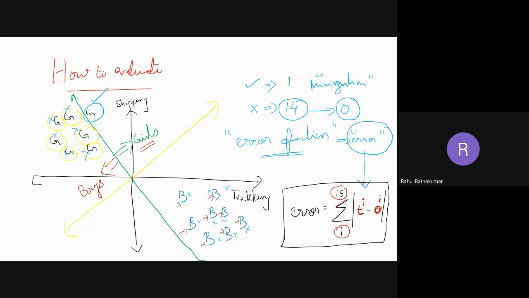Sigma, adding all of these. That is what I have done here. All the wrong answers I added up, I got 14, and all the right answers I added up, I got 1. Now I can put this in this equation.